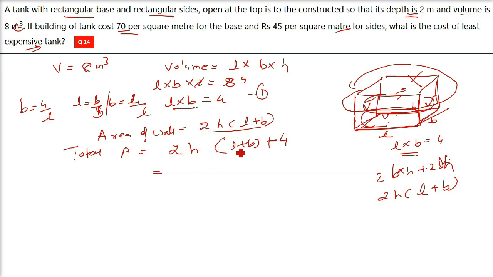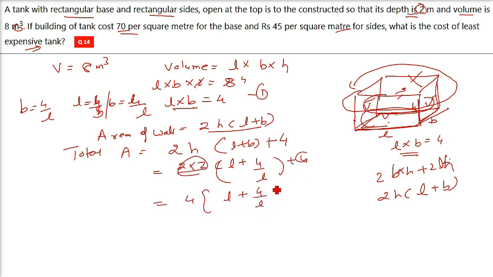And you see that what is the length into breadth? It is already given as 4. We have already computed it. So I just place 4 in place of L into B. So 2 into 2 H is 2. 2 into 2 length plus breadth. In place of breadth I am writing 4 by L. And this is 4 already, which is L into B. Now 4 you can take common, and 1 plus 4 by L. This is the total area, base as well as the 4 sides which I am indicating right now.